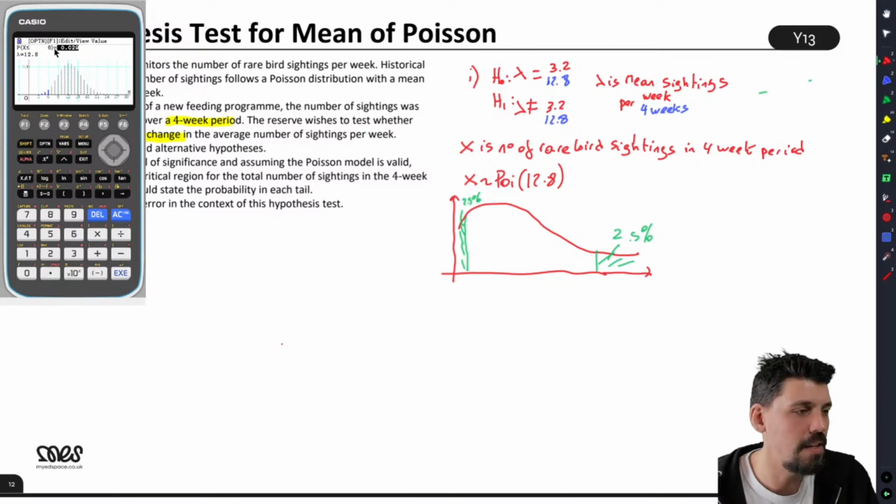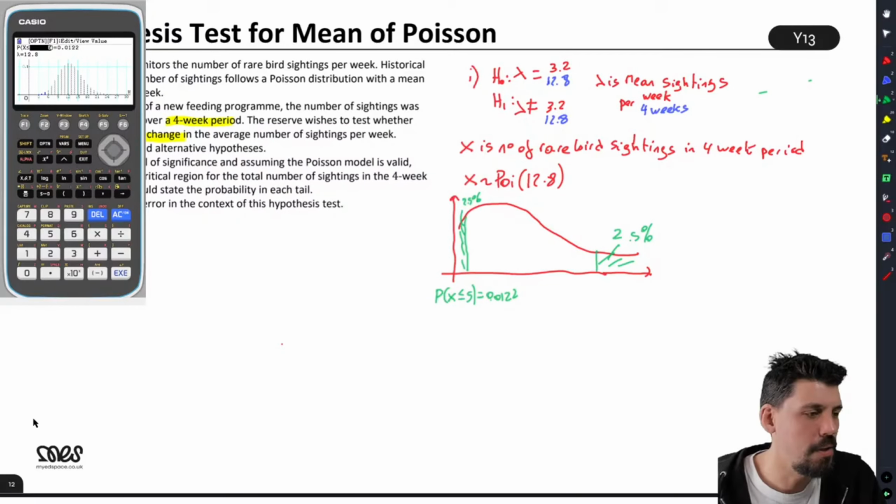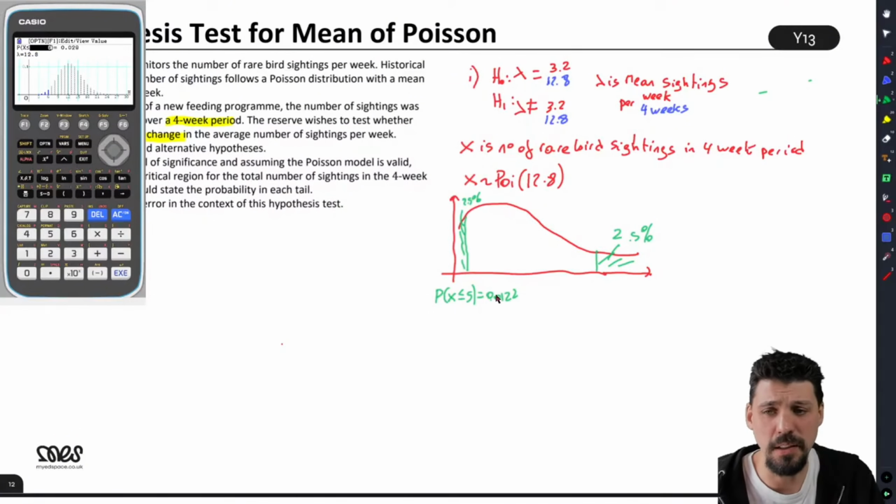And in fact, it says here, if we read this, the probability that x is less than or equal to 6 is 0.029. It's rounded up. So we're actually going to look at 5 instead. And there we go. So in fact, my critical value at the bottom is x less than or equal to 5. And that gives me a probability of 0.0122. If we'd gone to 6, we're a little bit too big. We want to be fully in it.